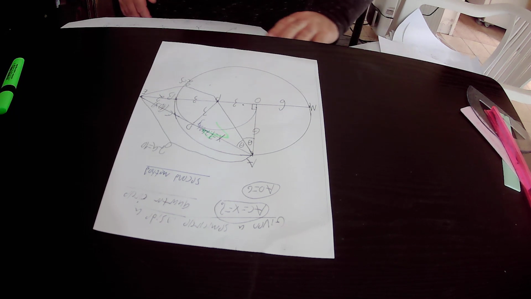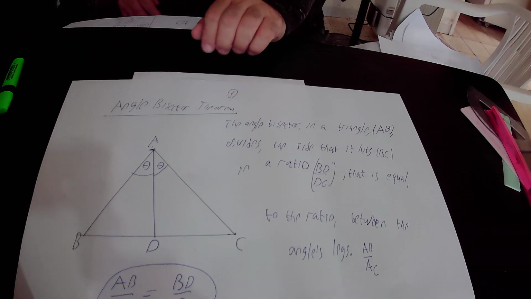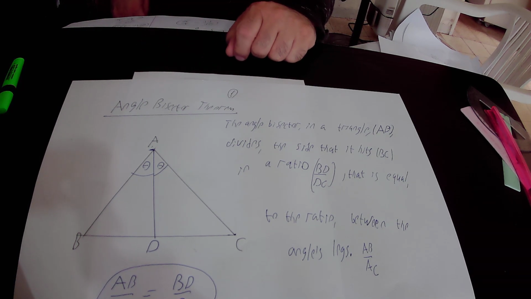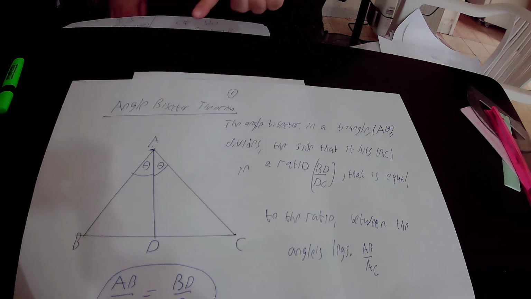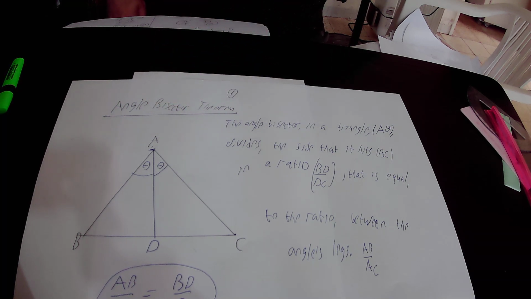So what is the angle bisector theorem? The angle bisector theorem is that the angle bisector in a triangle divides the side that it hits in a ratio that is equal to the ratio between the angle's legs. So here we have triangle ABC that could be any triangle, and AD is the angle bisector of angle BAC. Why? Because AD divides angle BAC into two halves. Each half equals theta. For that reason, AD is the angle bisector of triangle ABC.